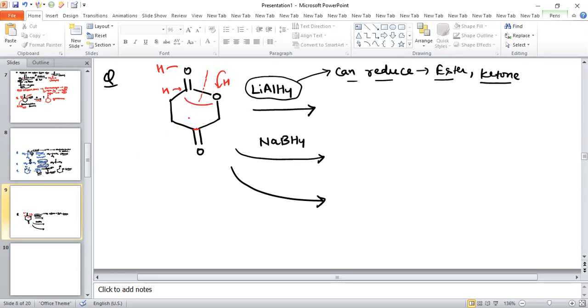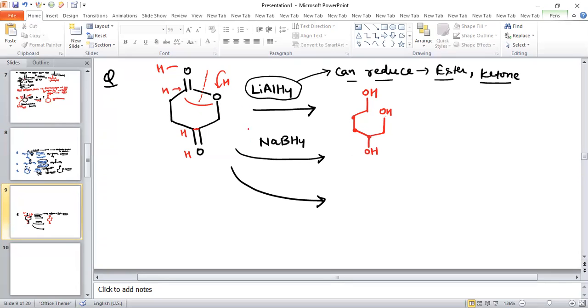Now what happens in this case? One hydrogen is added to this carbon, one hydrogen is added to this oxygen. So the product obtained will be like this. This is the OH group, and this is CH2, and this is CH2, and on this carbon there is an OH group. Again there is an OH group on this carbon. So this is the product obtained when we use LiAlH4.